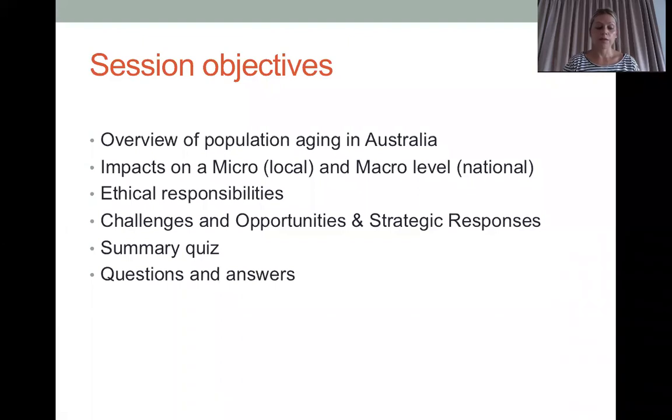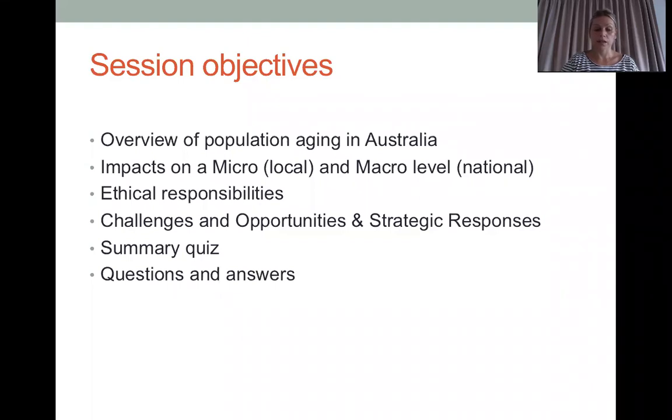So in this 15-minute spotlight presentation, we'll be covering the following topics. We're going to look at an overview of population ageing in Australia, the impacts of this population ageing on a micro, so a local level, and a macro level, looking at national impacts, ethical responsibilities of stakeholders, challenges and opportunities, and strategic responses. Finally, we'll summarise with a quick quiz just to keep you on your toes, see what you've managed to take away from the presentation, and then some questions and answers.